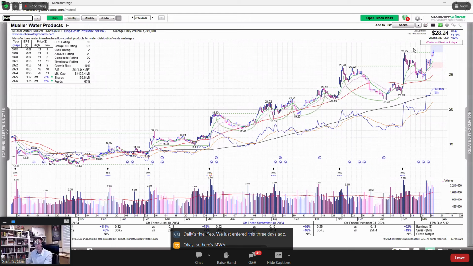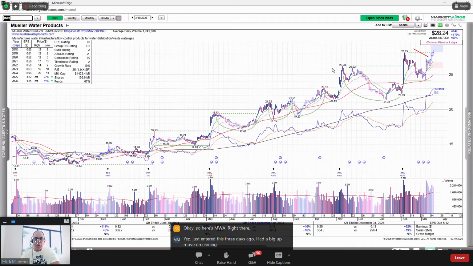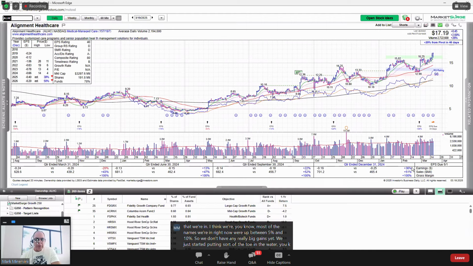Okay. So here's MWA. Yep, just entered this 3 days ago. Big up move on earnings, then it pulled back during this correction, and then had another real nice up day, two really big volume days on both of those up days, and then tightened up real nicely. We bought this 3 days ago as it was breaking out because this is one of the first stocks to emerge off the lows here. It's a potential leader going forward. So this is one that we're in. I think most of the names we're in right now, we're up between 5 and 10%. So we don't have any really big gains yet. We just started putting sort of the toe in the water.